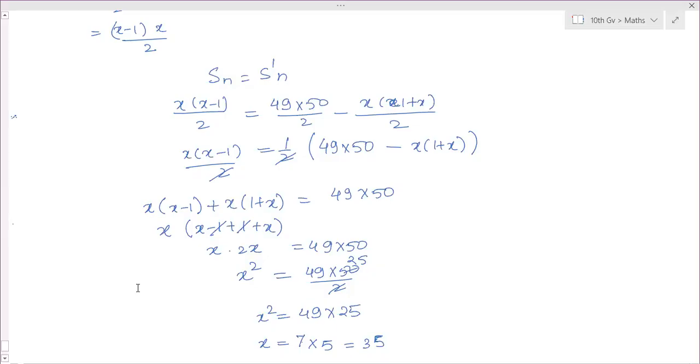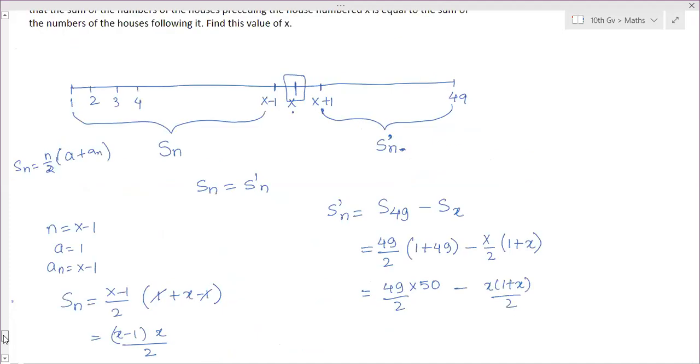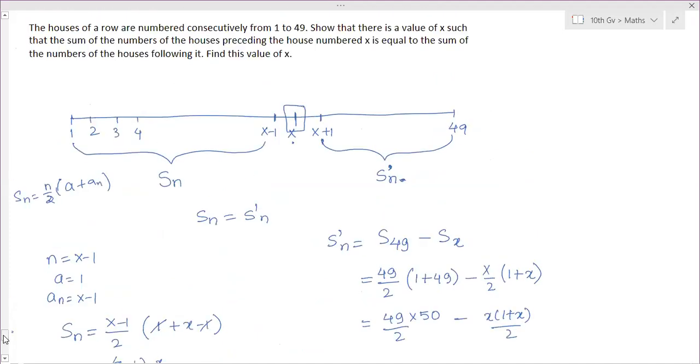Clear? Is this clear? Yes, ma'am. Remember this question always. Ma'am, you should draw this also. Yes, because then you'll understand how it works after that.